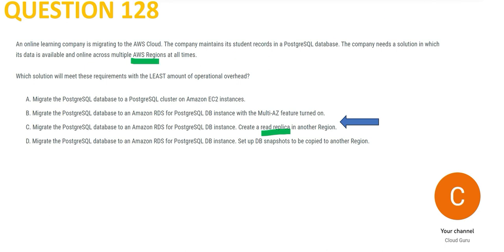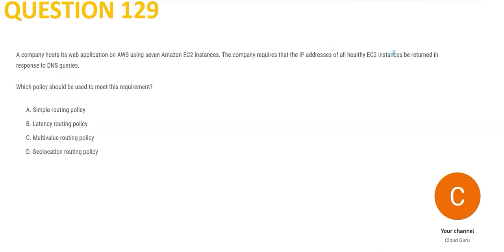AWS regions at all times. See this one, you have a company and the company has a web application. They have put it on 7 EC2 instances. So you want to make sure that the company requires that the IP addresses of all healthy EC2 instances, like there are 7 EC2 instances, if suppose 5 of them are healthy, all these should be returned in response to DNS queries. So in this case, which policy will meet the requirement?